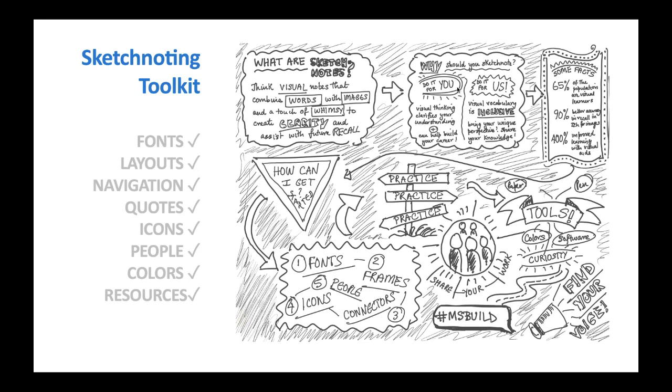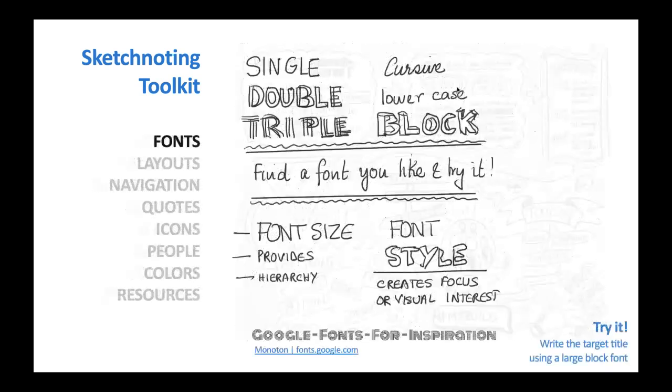Fonts is typography. Layouts, for those of you who've built apps, is literally layouts, views, and containers. Navigation is signals for how you're navigating the information. Quotes are the things that stand out. Icons are, of course, visual cues, which are iconography for representing objects. People are really representing initially just the fact that there are people involved, but later on for emotion. And colors will help you bring separation and connection. Let's get started. Hope you have a pen ready.